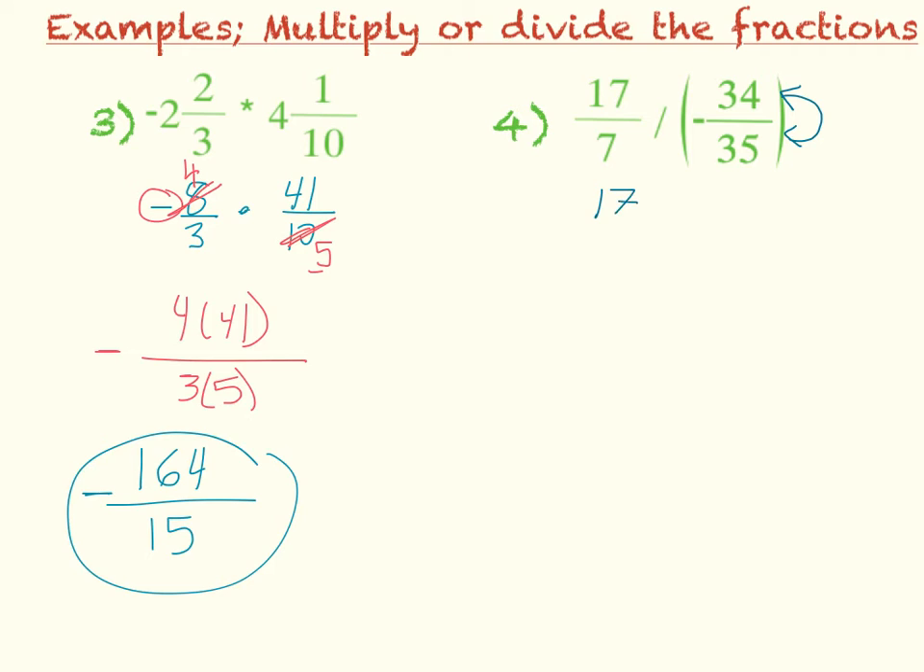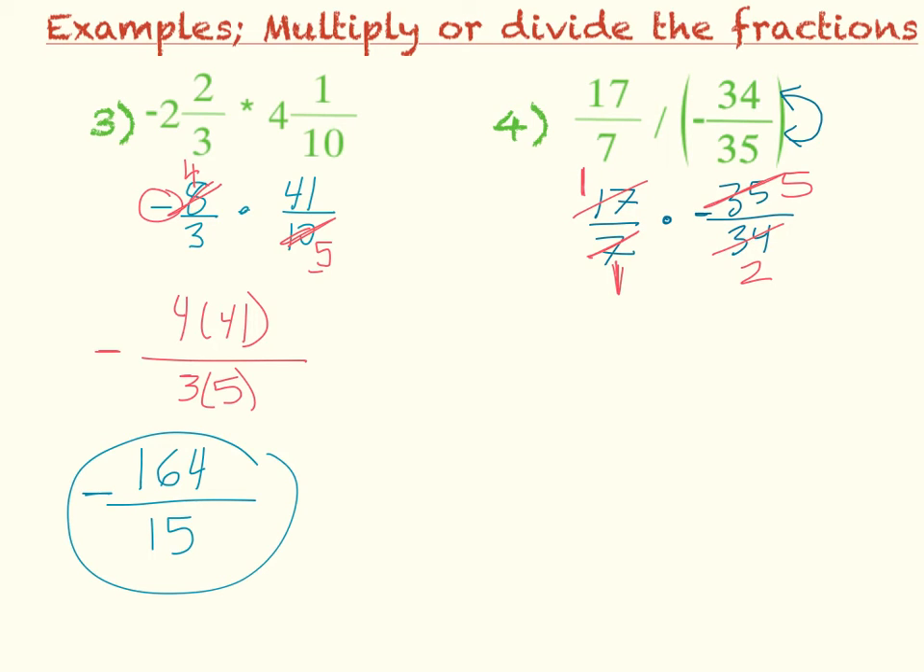So we have 17 over 7 and 35, or negative 35 over 34. And then we can multiply. So now I'm going to do my simplification. So 17 and 34. 34 divided by 17 is 2. 17 divided by 17 is 1. And then I have 35 and 7. I know 35 divided by 7 is 5. So I can divide over the fraction bar here, and I have 1 there.